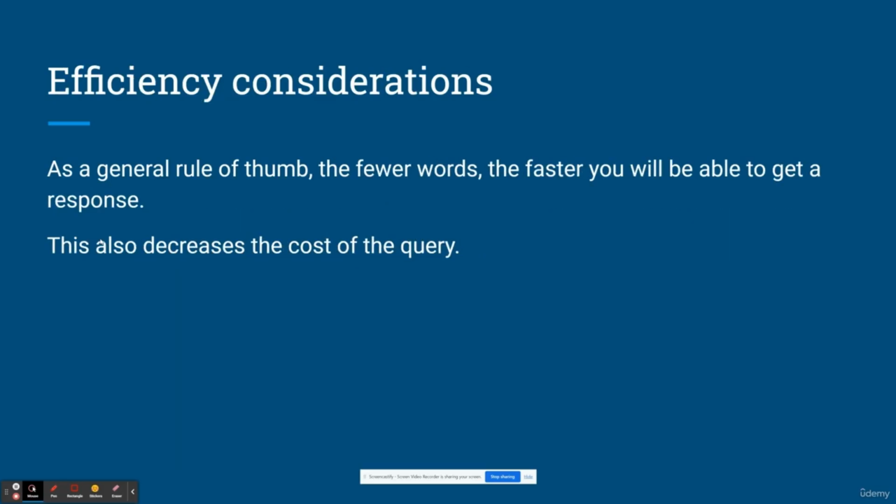And a few efficiency considerations. As a general rule of thumb, the fewer words you ask the LLM to provide, the faster the response will be. And this also decreases the cost of the query. Because remember, we are paying based on the number of words inputted and the number of words outputted. So the fewer words inputted and the fewer words outputted means we have a smaller bill to deal with. So now let's go to a live example of running this translation function.